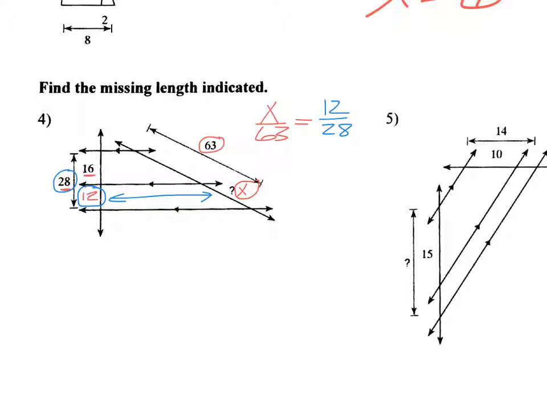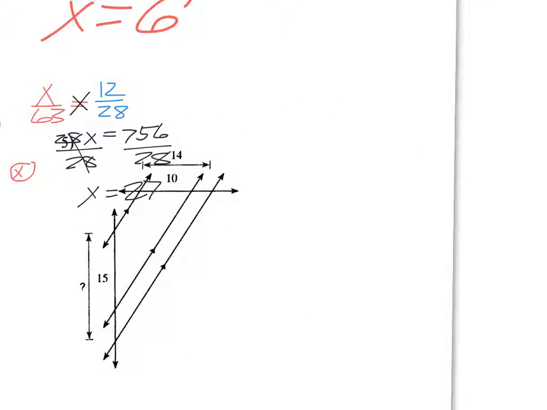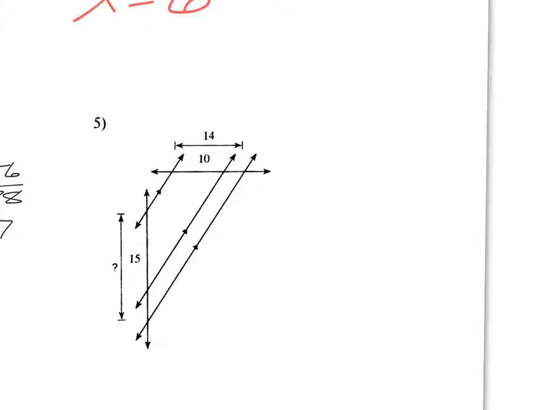Now we do our cross multiply. So 28x equals 63 times 12, which is 756. Then I'm going to divide by 28, and that gives me 27. So x is 27. Alright, let's go over to number 5.